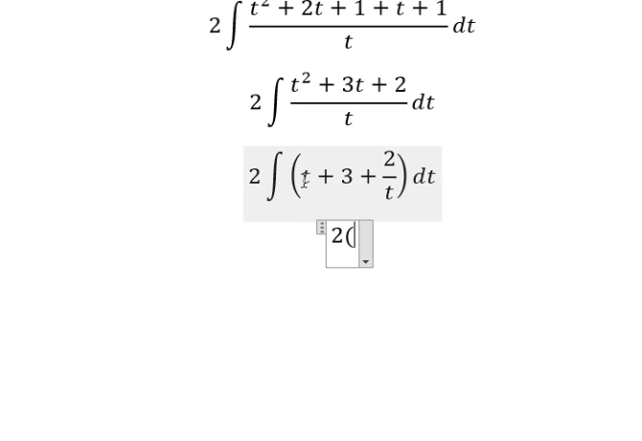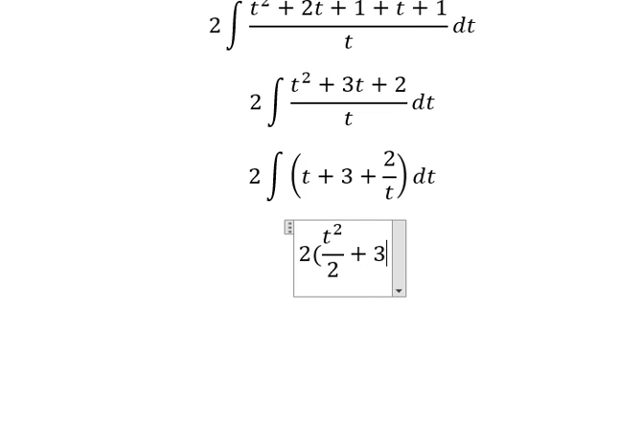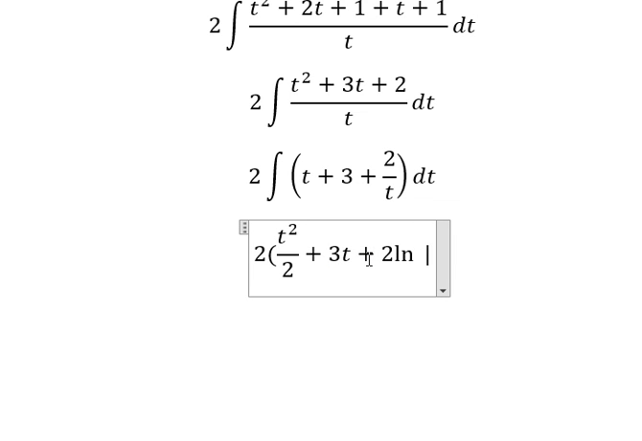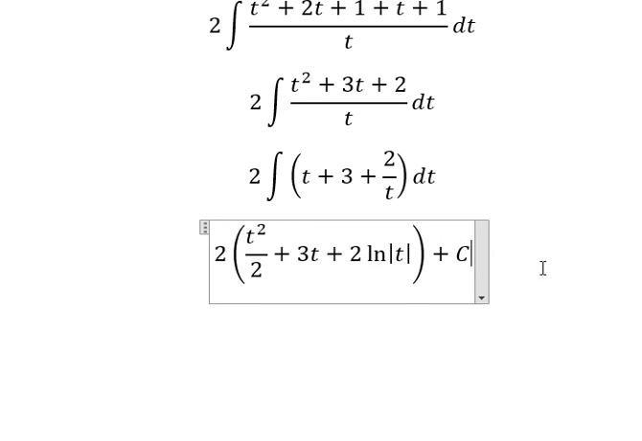The integration of t, we have t squared over 2. The integration of number 3, we have 3t. And the last one is 2 ln of the absolute value of t. And I will put c.